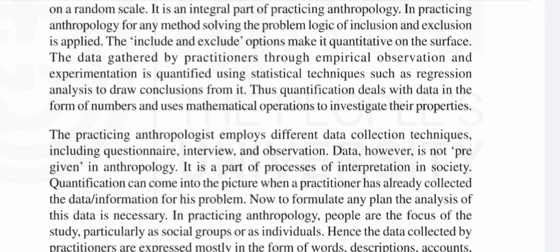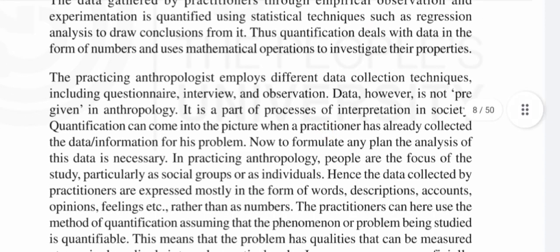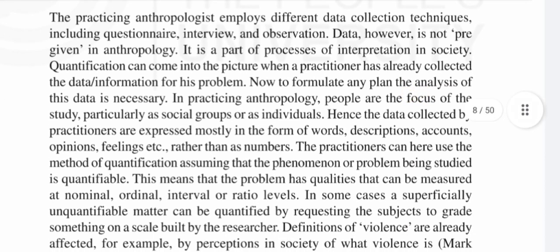In practicing anthropology, people are the focus of the study, particularly as social groups or as individuals. Hence, the data collected by practitioners are expressed mostly in the forms of words, descriptions, accounts, opinions, feelings, etc., rather than as numbers. The practitioners can here use the methods of quantification, assuming that the phenomena or problem being studied is quantifiable. This means that the problem has qualities that can be measured as nominal, ordinal, interval, or ratio levels.